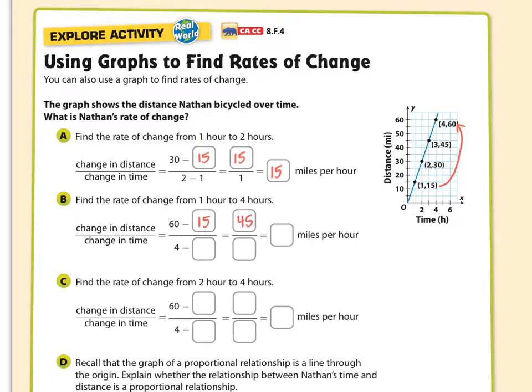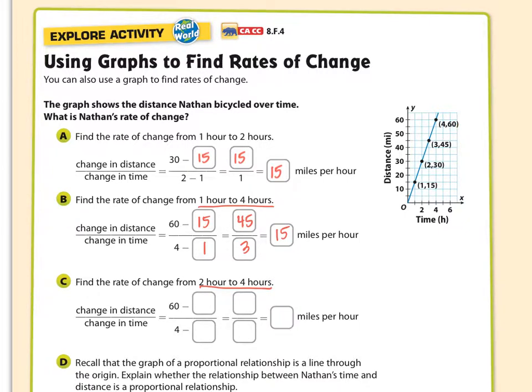Again, use a calculator if you need to. The change in time, we're going from 1 hour to 4 hours, so that is 4 minus 1, which is 3. So the rate of change is 45 divided by 3, and that is 15. Okay, so remember right above it said from 1 hour to 4 hours. And then part C says find the rate of change from 2 hours to 4 hours.